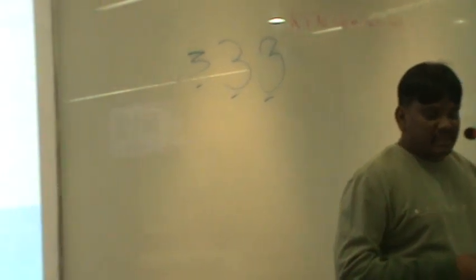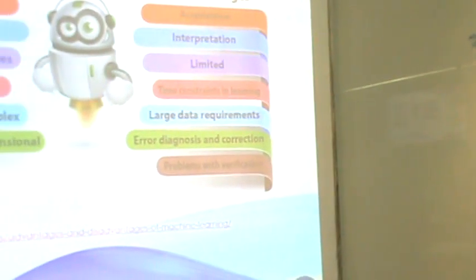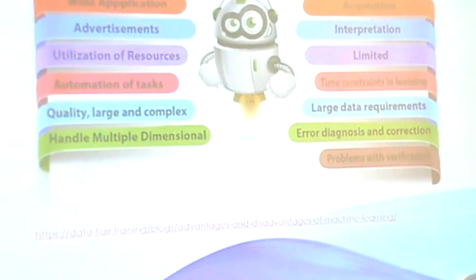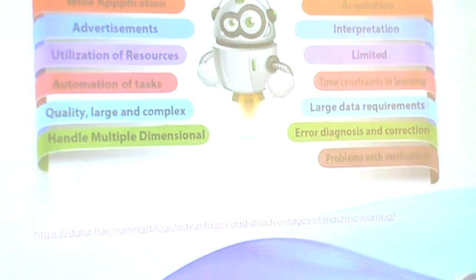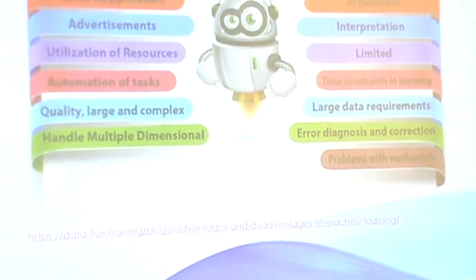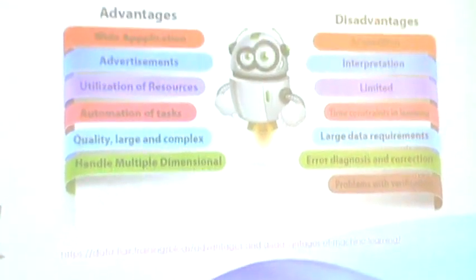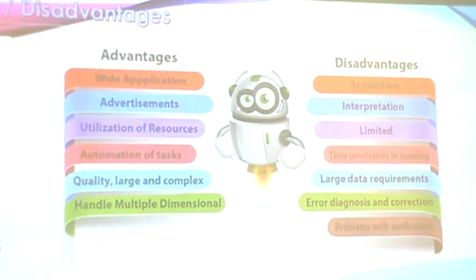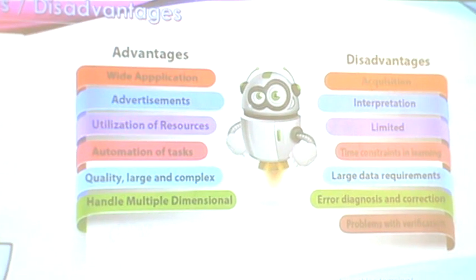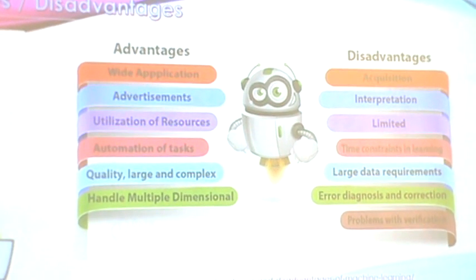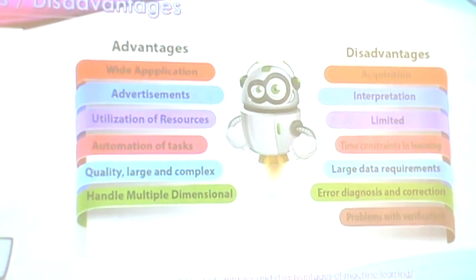And disadvantages: again, for large data, it is very hard to find the errors. So this is the main disadvantage. And training the machines takes a large amount of time. Time consumption is the main thing in machine learning also. So these are all the advantages and disadvantages.